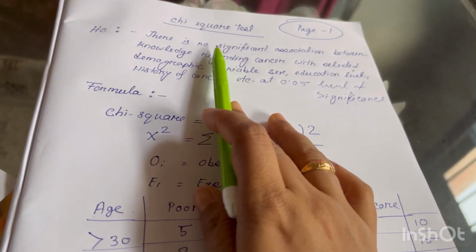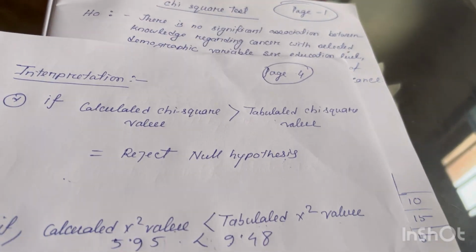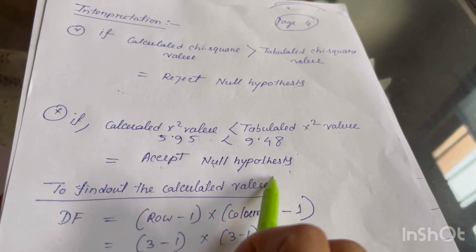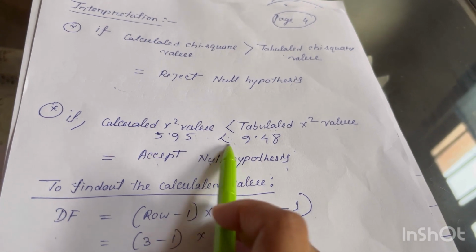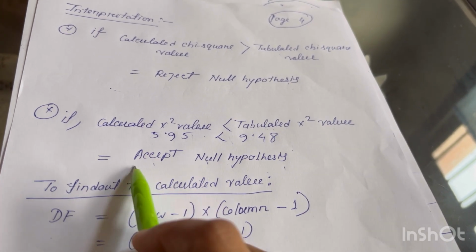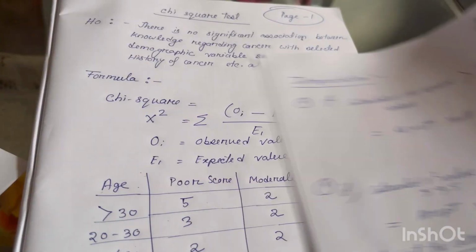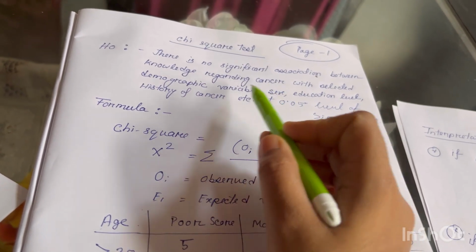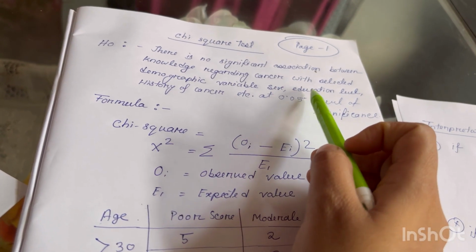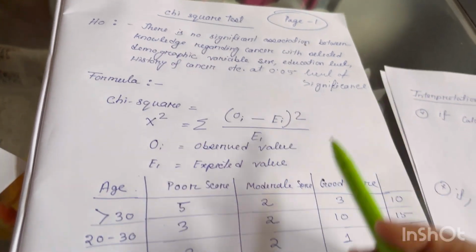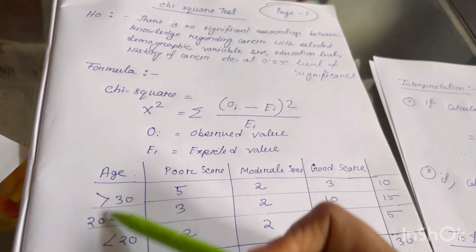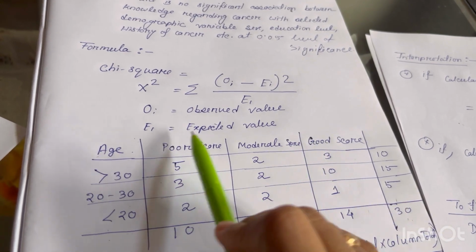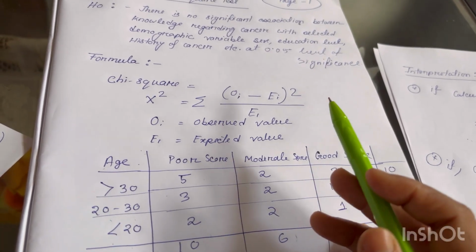As this frequency table is for age, we can interpret it like this. Our interpretation is indicating that we accept the null hypothesis, because our calculated value is smaller than the tabulated value. So we accept that there is no significant relationship between age and knowledge score. This is how you can see the association between educational level and knowledge score, and you can see the association for history of cancer. Here you have to write the history of cancer, yes, no, and here you have to write the knowledge score, poor, moderate, good, and then compare them with the help of the chi-square test.